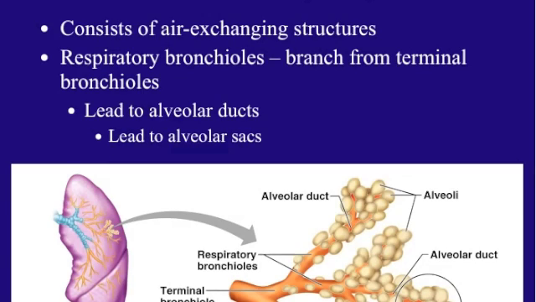So the structures of the respiratory zone. It consists of air exchange structures and the respiratory bronchioles. They branch from the terminal bronchioles, and they lead to alveolar ducts and alveolar sacs. You can see right here is the trachea. The carina is right here. Then it breaks into primary bronchi, then into secondary bronchi, and then into alveolar ducts, and then the sacs.